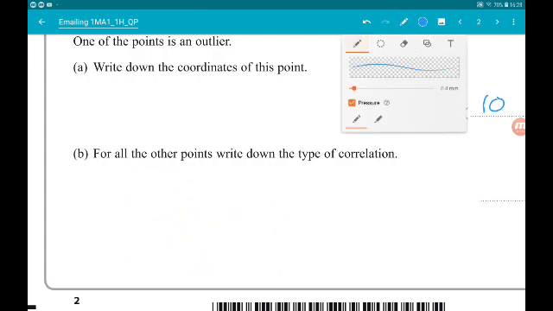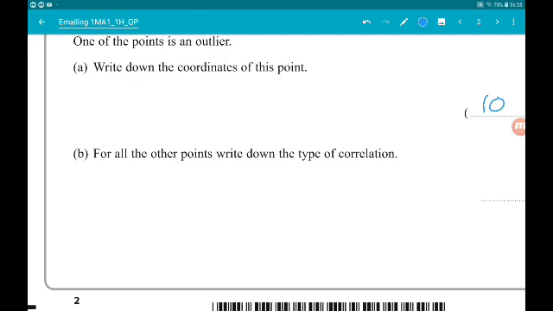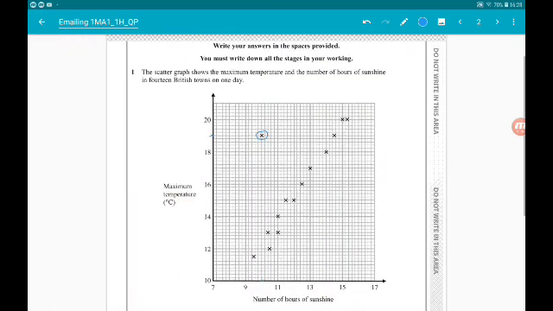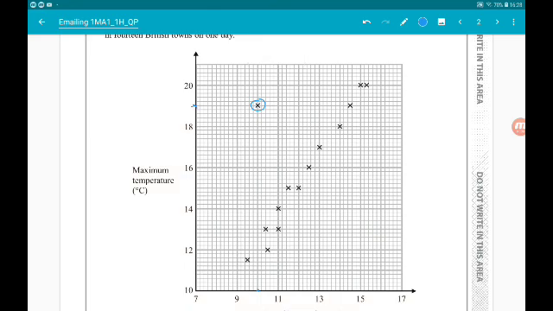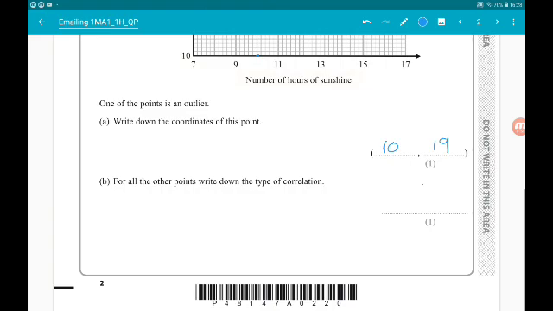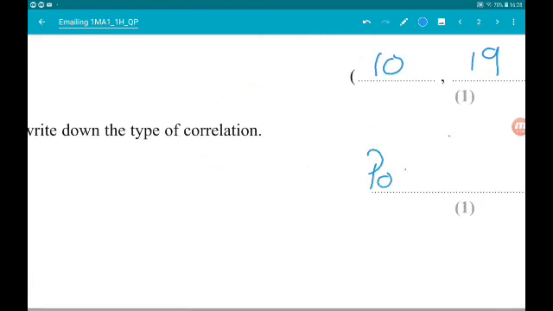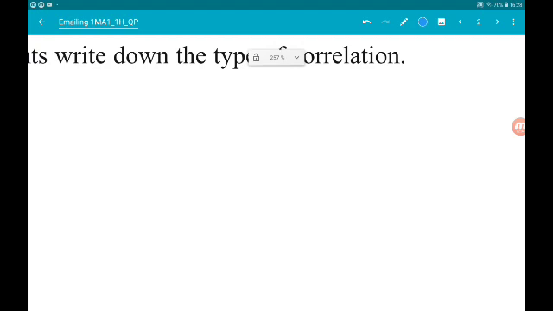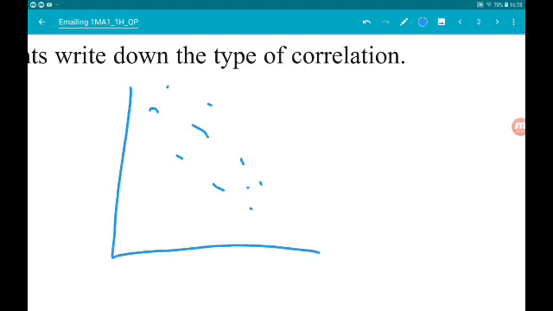Part B asks us to, for all the other points, write down the type of correlation. So we can see, as the number of hours of sunshine increases, in general, so too does the max temperature. So when both things increase, this is positive correlation. Negative looks something like that, where as one thing increases, the other decreases. Cool.